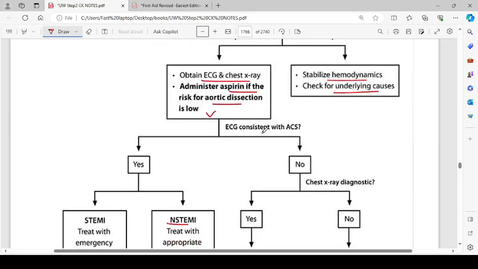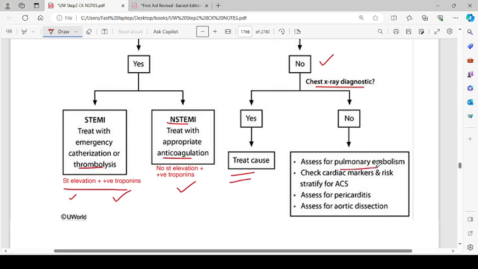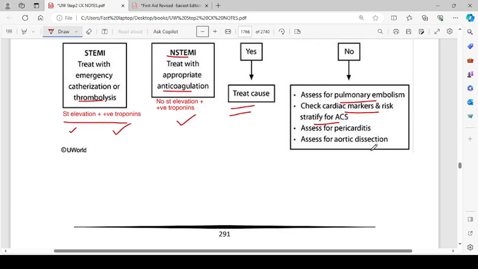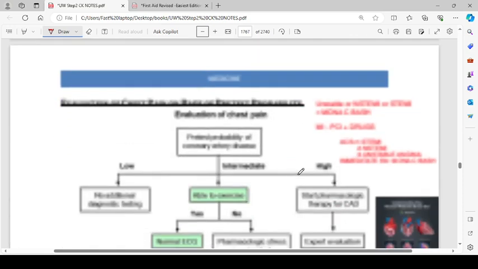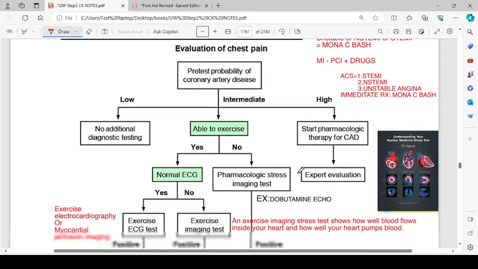Then, is the ECG consistent with acute coronary syndrome? If it is not, see if the chest X-ray is diagnostic. If the chest X-ray is diagnostic, then treat the cause of chest pain. If it is not diagnostic, then assess for pulmonary embolism, check the cardiac markers and risk stratify for acute coronary syndrome, and assess for pericarditis and aortic dissection as well. Then we have the next thing, that is evaluation of chest pain on the basis of pre-test probability.